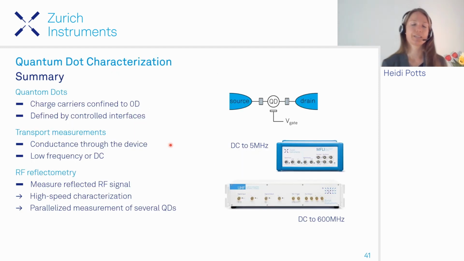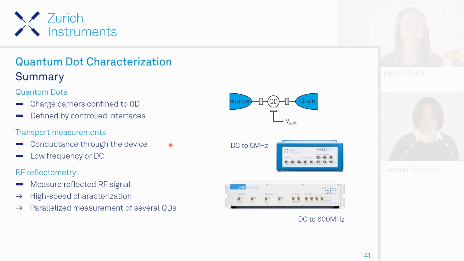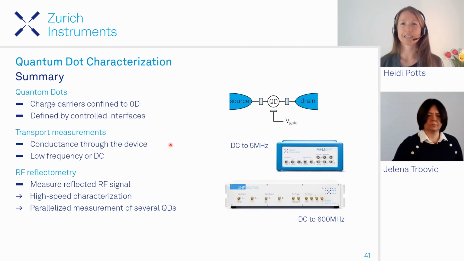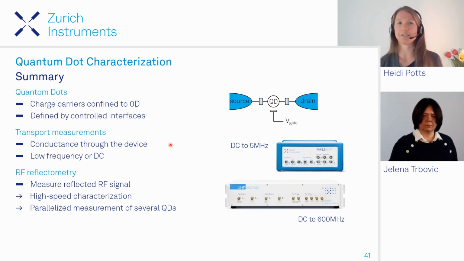characteristics. And with this, I would like to summarize the second part of this webinar. I have given a quick introduction to quantum dots and explained why interfaces are so important for these devices. And then I've introduced two techniques for how to measure quantum dot devices. In particular, I've introduced low frequency transport measurements and I have shown how to set up an RF reflectometry measurement.